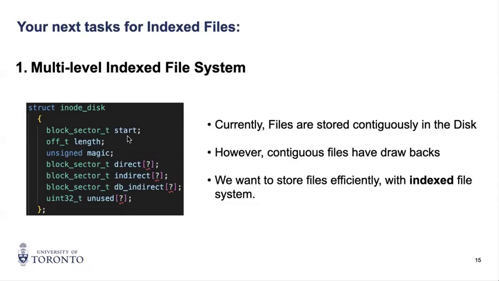One example is you have some direct blocks, you have indirect blocks, you have some doubly indirect blocks, and you also have some unused data. But you want to keep this whole structure within 512 bytes, so you can use this unused array to fill that up.